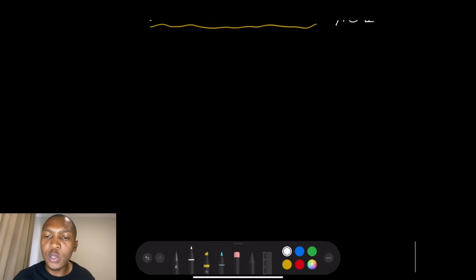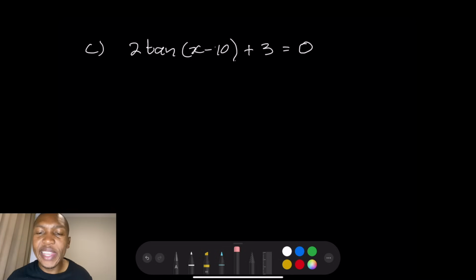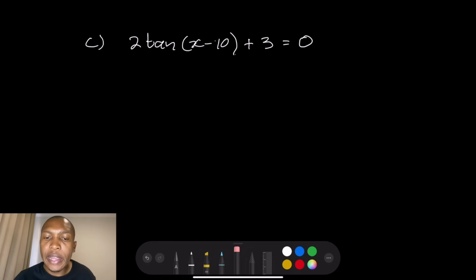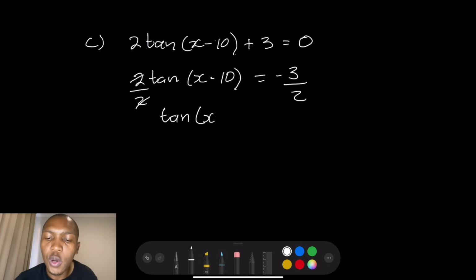All right, now I want us to take the very last one. So we are looking at the last one. In terms of finding our reference angles, in this case we've got the tan. We said we first need to isolate our trig ratios. So I'm going to say this is going to be 2 tan of x minus 10 is equal to negative 3. And of course, divide both sides by 2, so that I'm just left with the trig ratio on its own.